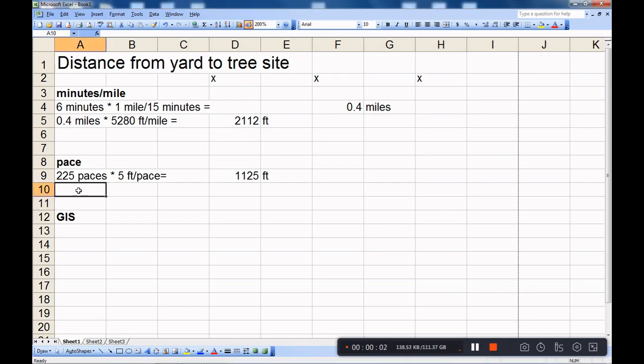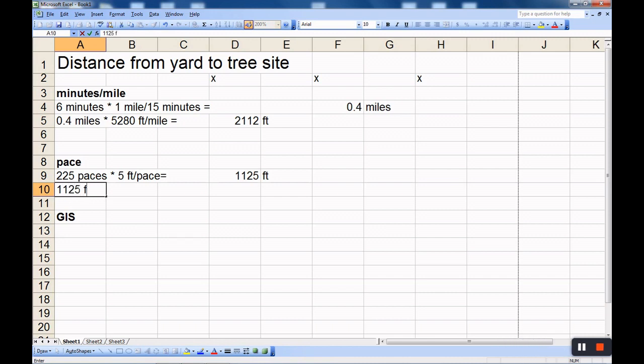Let's just convert that to miles. So 1,125 feet multiplied by 1 mile is 5,280 feet. Feet cancel feet, we're left with miles. We'll put that over here. We have 1,125 divided by 5,280 is 0.21 miles, so about a quarter mile is what I initially had thought, just from my recollection of the track around the football field.